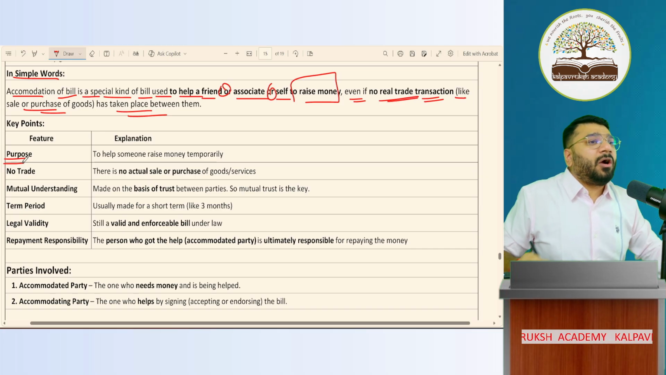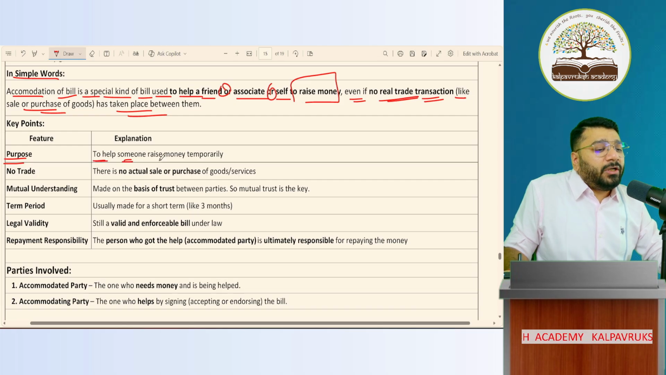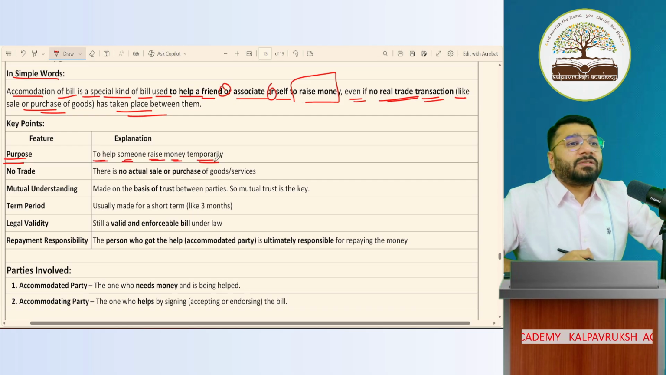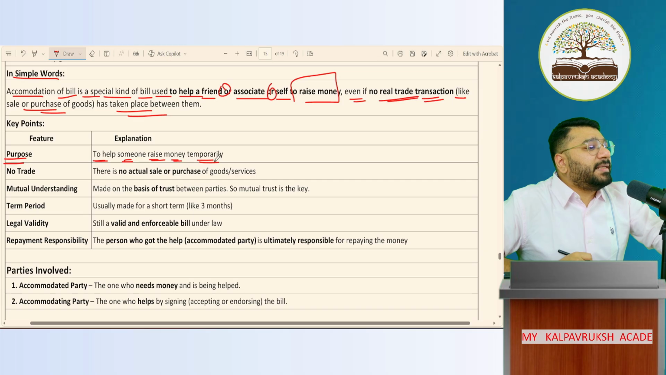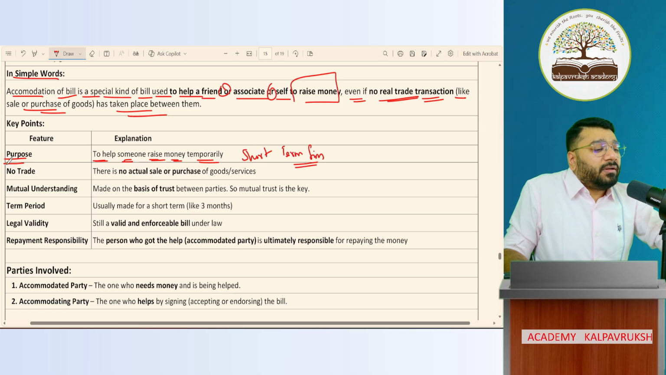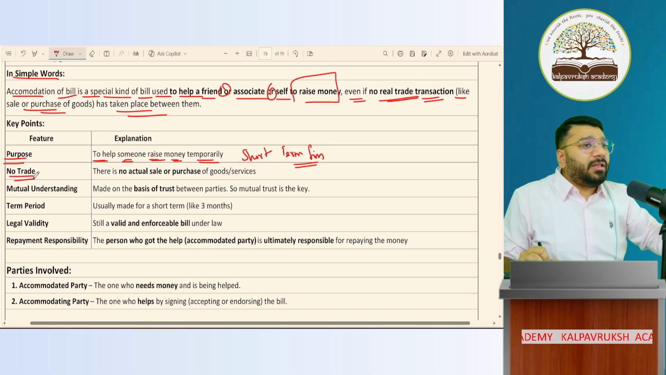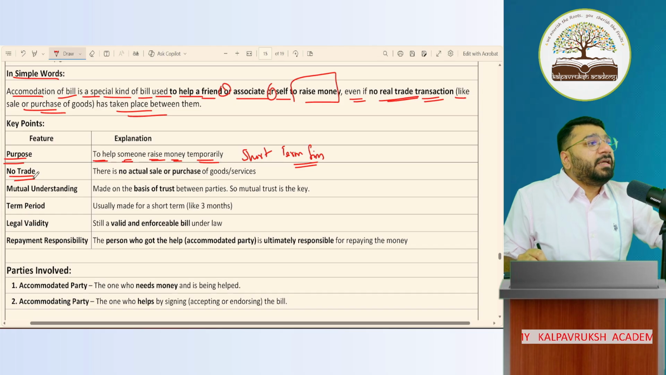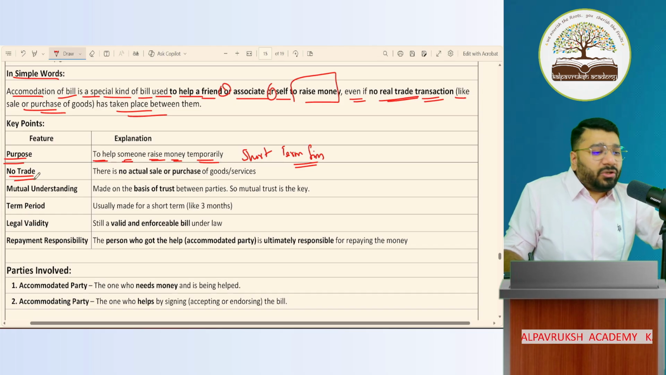What is the purpose of the accommodation bill? To help someone to raise money for a temporary purpose. Raising money means financing, short-term financing for the business. Is there any trade transaction between the two parties? No. There is no actual sale or purchase of goods between those two parties.